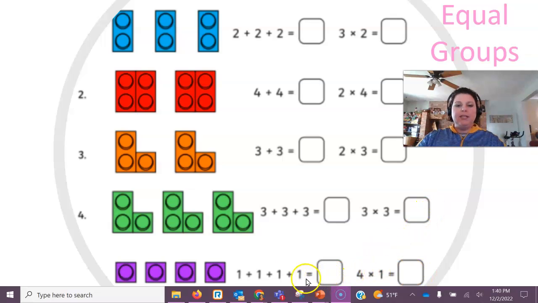4 times 1 is the same as 1 plus 1 plus 1 plus 1, which is 4. We did 2 times 3 on the page before. 2 times 4 is the same as 2 4s. 4 plus 4 is 8, so 2 times 4 is 8.